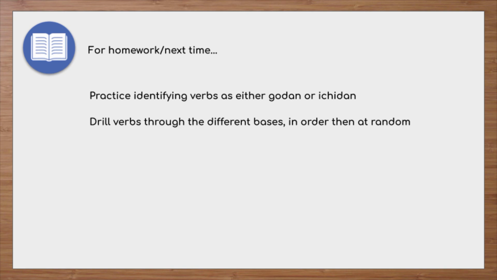For instance, let's say you find the verb to play, asobu. So at first you would think to yourself, is it ichidan or godan? Well, it doesn't end in iru or eru, so it is godan. Then you would run it through the bases: asoba, asobi, asobu, asobe, asobo, asonde, asonda. Then mix it up, do the bases but out of order. Practice base te and ta, sing the song.